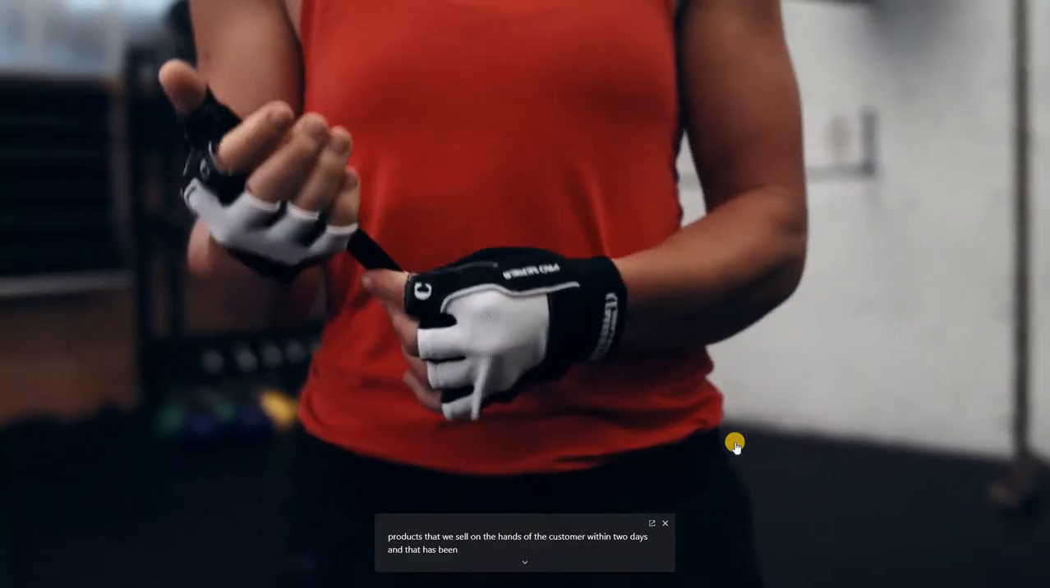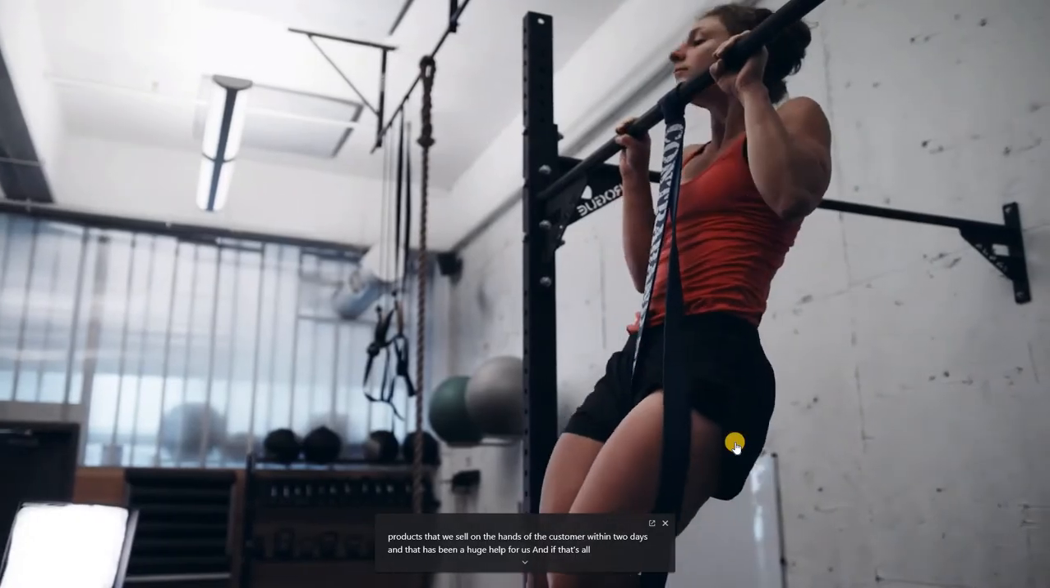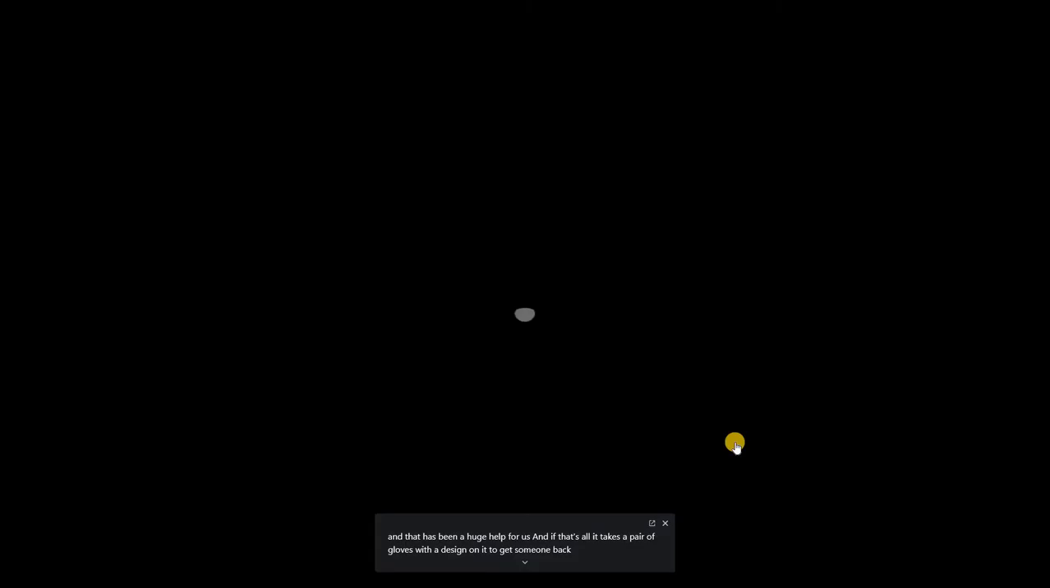And if that's all it takes, a pair of gloves with a design on it to get someone back in the gym and to help them with their health, that's just so rewarding to me.